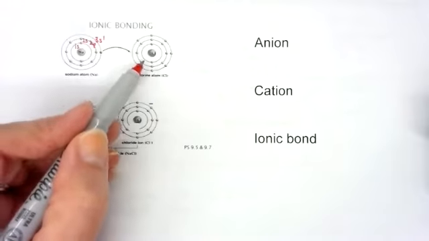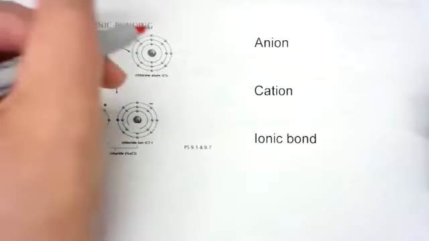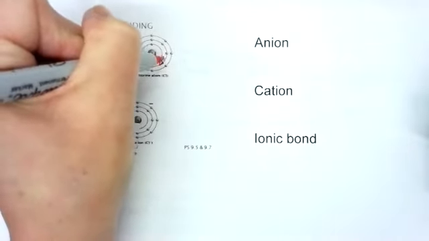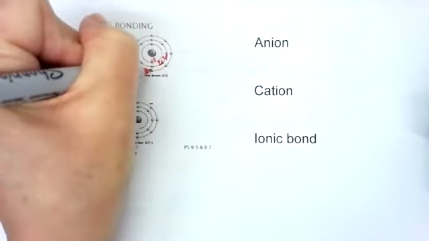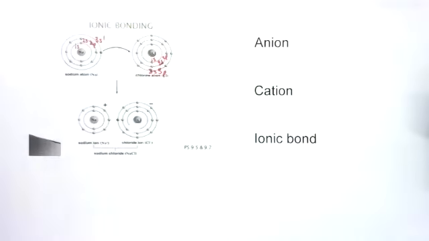Over here I have chlorine. Oh, I see, they put the 1s and the 2s together. So this is the 1s, and then this is the 2s and the 2p, and then this is the 3s and the 3p. So they put them together.